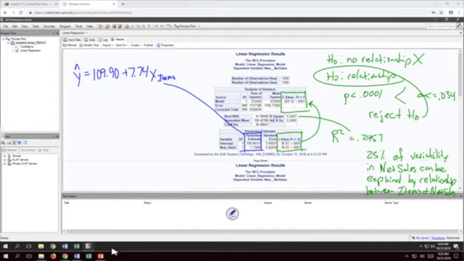I remember you said this, but y hat, does that mean it's an estimate? Yes. Okay, thank you. Yes. Because it's just given this 1,000 data points, it's just a sample. So our estimated equation would be $109.90 plus $7.74 for every item.